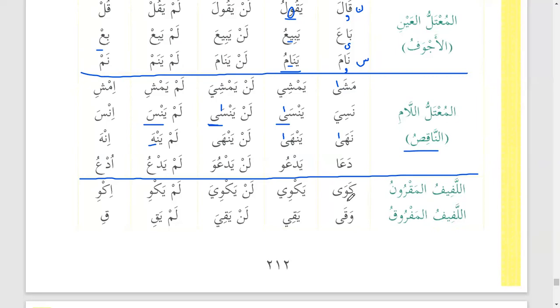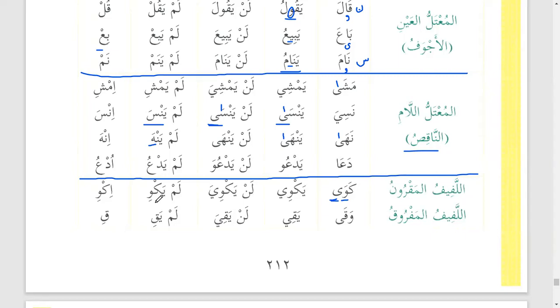As you can see here, we have two weak letters, waw and ya. Both are part of the root letters, but both are weak, so that's why we call it lafif maqroon. And why do we say maqroon? Because they are nearby. There's no distance between them. We have waw and ya together. Kawa yakwi, and lan yakwiya, he will not iron.